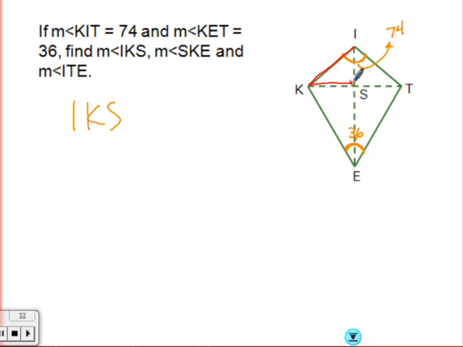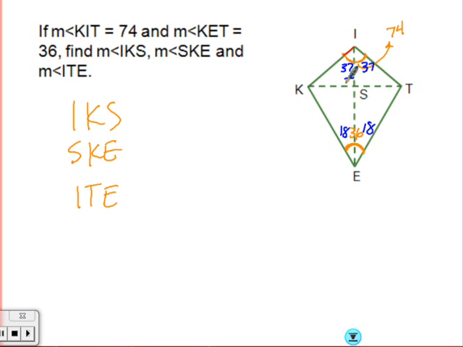We're going to find SKE, which is this angle. And we're going to find ITE. The first thing I'm going to do is make sure that I understand what we're saying here, because of what we know about a kite's angles. If this whole thing is 36, I know that the diagonal bisects the non-congruent angles. So that means this is 18 and this is 18. If this is 74, then here is 37 and here is 37.